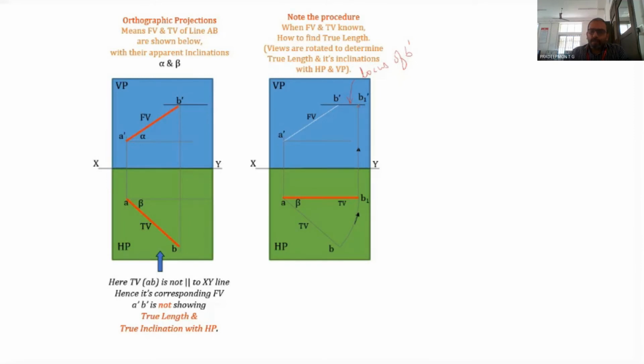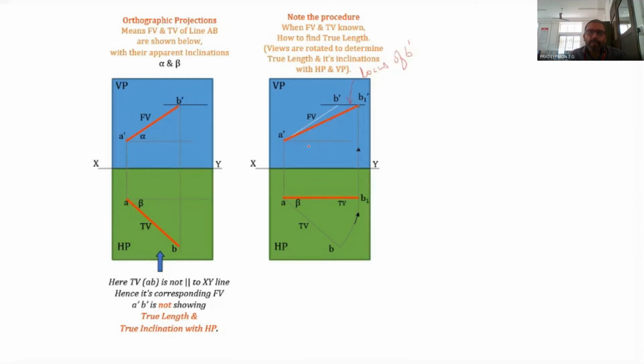Now we join a dash with b1 dash. If you look carefully, a dash b1 dash is the front view and ab1 is the top view. In this case, ab1 is the top view and it is parallel to the XY line. So the front view should give you the true length as well as the true inclination with HP, as in the case of a line parallel to VP and inclined at an angle to HP.